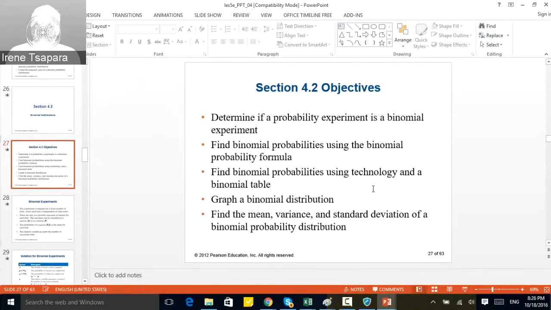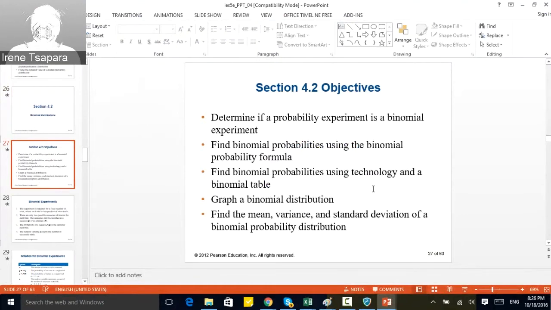Binomial distribution? Binomial distribution is very common. It's the most common discrete distribution that we have in probabilities, and it was discovered by Bernoulli, and that's why we also call it Bernoulli trials. When we refer to Bernoulli trials, basically we refer to binomial distribution.